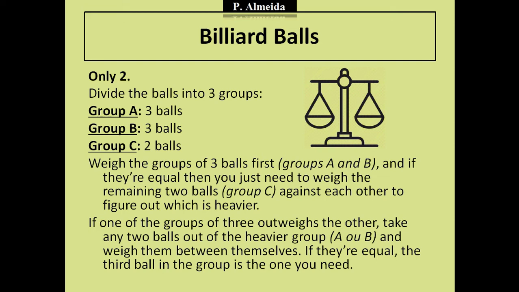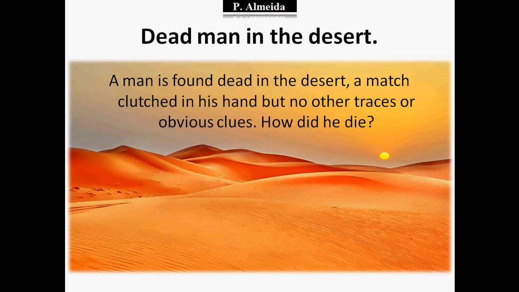Okay, question number 2. Let's go on to the second riddle, the dead man in the desert. Now this one I didn't like as much, because with the other two, 1 and 3, you need to think about them. This one is just okay, but I'm going to give it to you anyway. So they say, a man is found in the desert, a match clutched in his hand, but no other traces or obvious clues. How did he die? Again, if you don't want the answer right now, pause the video. Otherwise, I'm going to give you the answer in 3, 2, and 1.